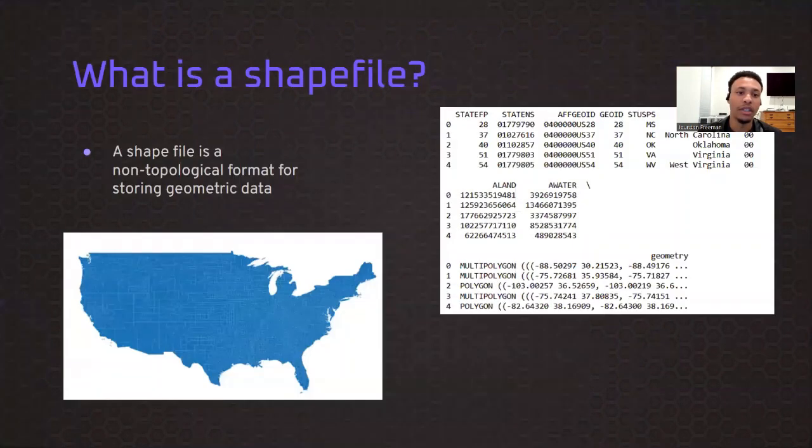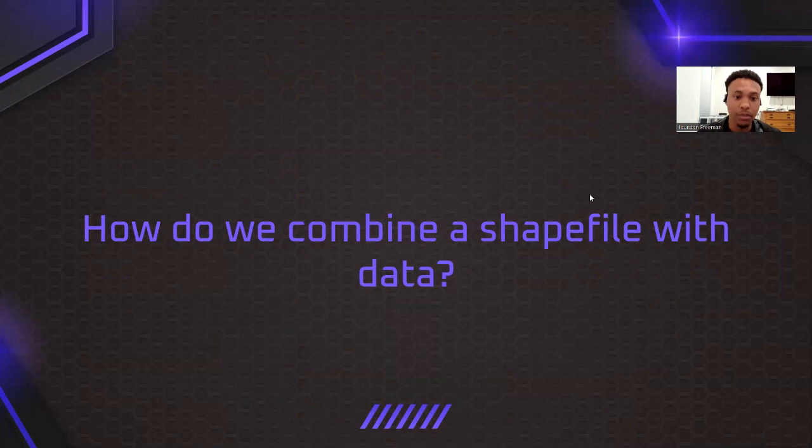Well, first, you need something called a shapefile. A shapefile is a non-topological format for storing geometric data. When plotting it out, it looks something akin to what we see in the bottom here. And when we look at the data itself, it looks something like this, which we'll get more into a bit later. So the question becomes, how do we combine a shapefile with the data?